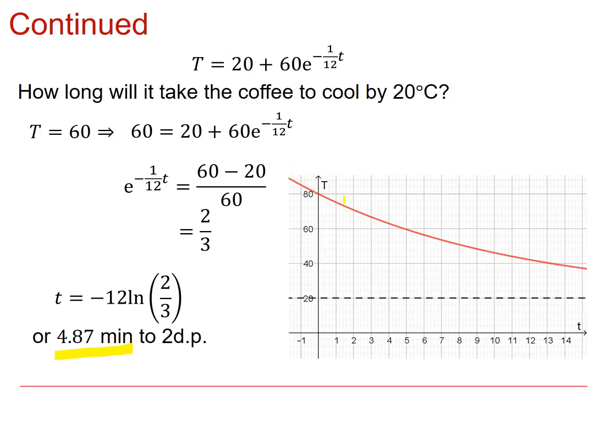The graph here is the cooling curve for that cup of coffee, and we can see that somewhere around about here is where the line passes through 60 degrees. Now notice that the line gets shallower as t increases, and in fact what happens is it takes longer to cool down because the rate of cooling decreases as the temperature of the coffee gets closer to the temperature of the room.